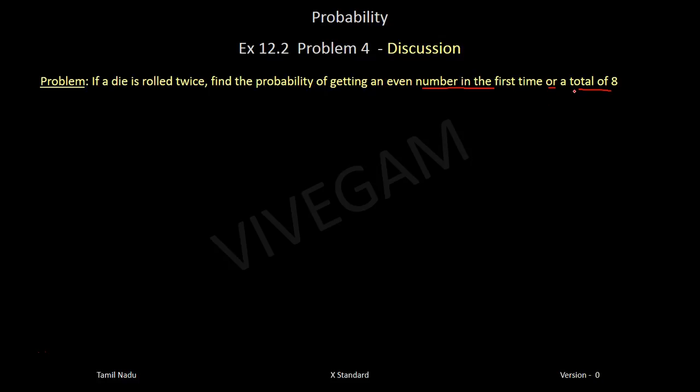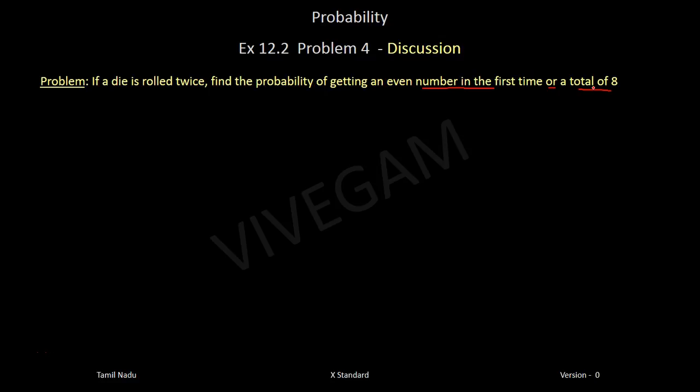So we have to use a formula. Probability of A union B is probability of A plus probability of B minus probability of A intersection B. So you have to find probability of A. A is nothing but an even number in the first time, and B is getting a total of 8.